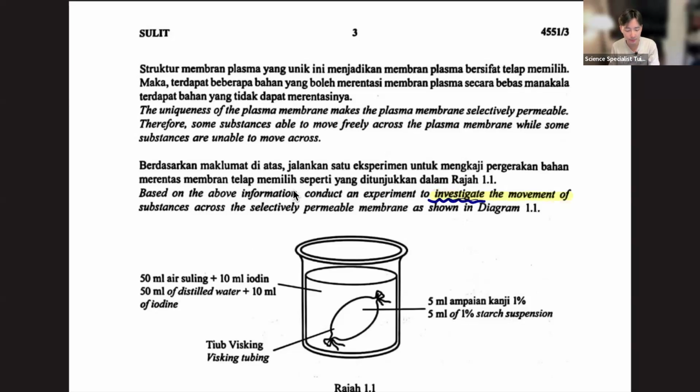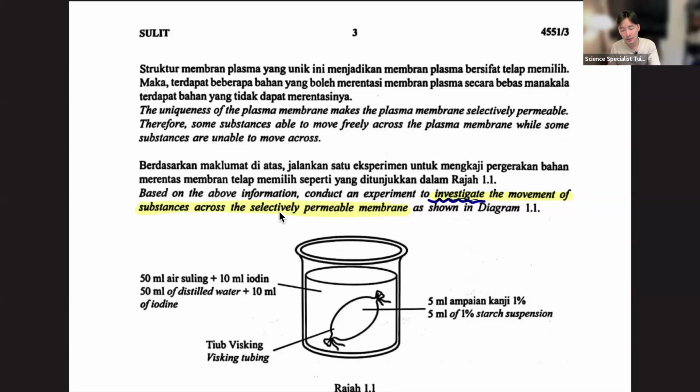Investigates the movements of substances across the selective permeable membranes. Investigates the movement means what? Means is this item able to move in? Is this item able to go through? So that is investigation of movement. Can go or cannot go. It's not how fast, it's not how slow. How fast, how slow, they will tell you. Investigate means who can pass through, who cannot. Movement across what? Movement across the selective permeable membrane.